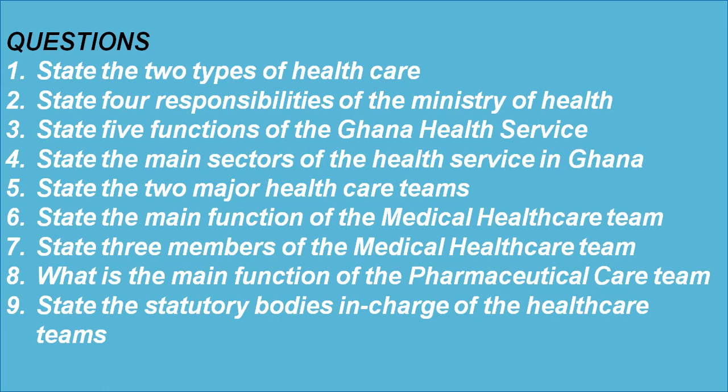State the two types of healthcare. State four responsibilities of the Ministry of Health. State five functions of the Ghana Health Service. State the main sectors of the health service in Ghana. State the two major healthcare teams. State the main function of the medical healthcare team. State three members of the medical healthcare team. And the last question is, state the statutory bodies in charge of the various healthcare teams.